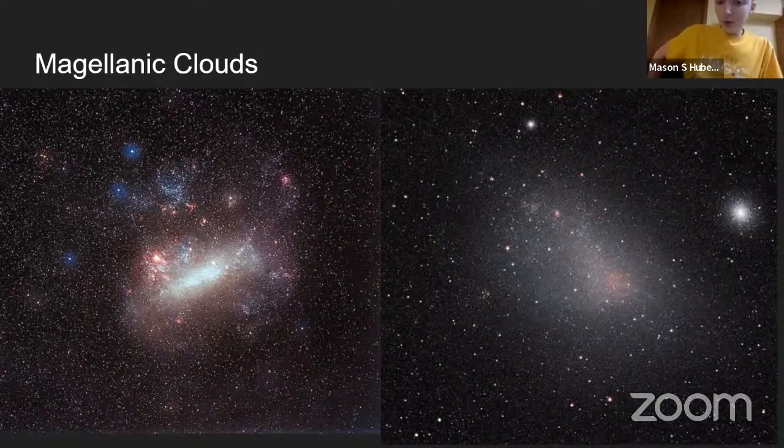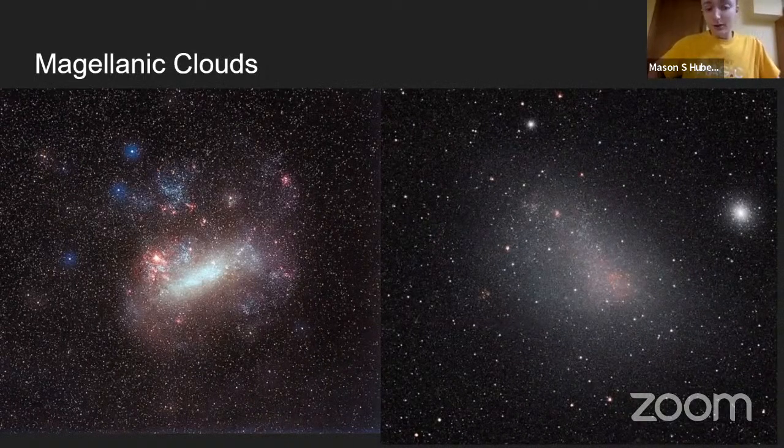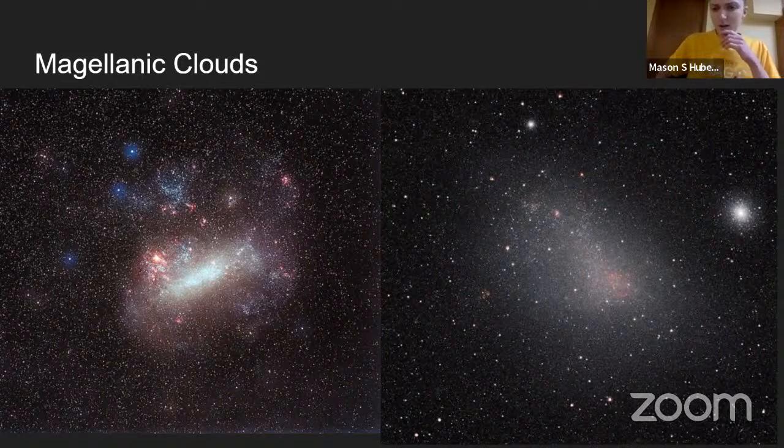Two very important irregular galaxies are the Magellanic clouds. On the left, we have the Large Magellanic Cloud, and on the right, we have the Small Magellanic Cloud. The reason these two galaxies are important is because they're dwarf irregular galaxies that orbit the Milky Way. So essentially, these are our closest neighbors in space to the Milky Way. These are again called dwarf galaxies. Let's see, if you want to hit the next slide.